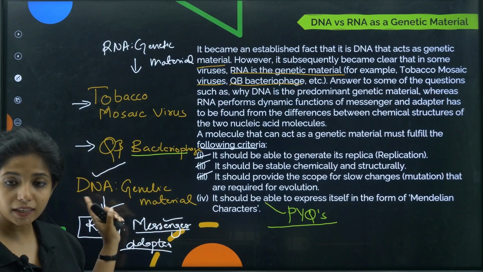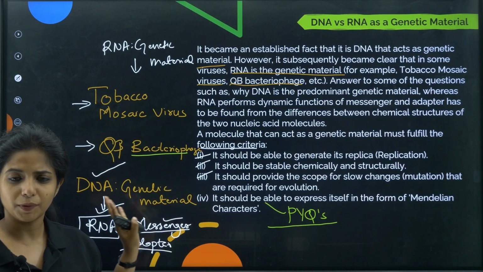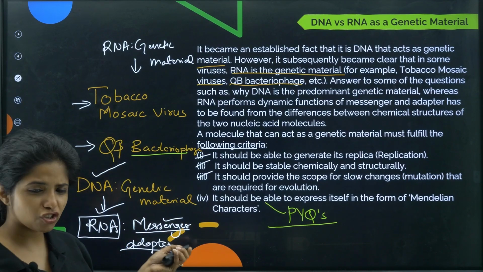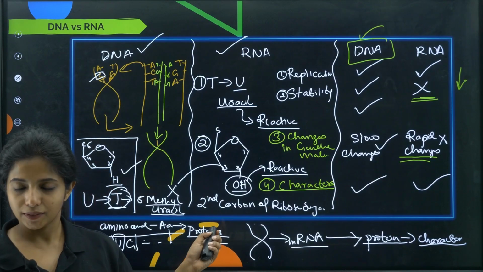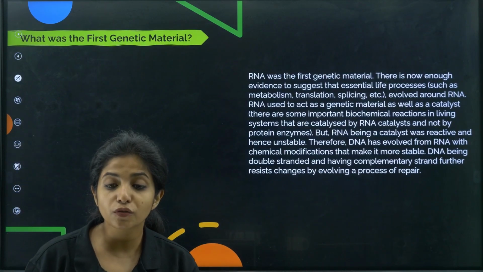So it has been proven that DNA is the most common genetic material, whereas when you talk about RNA, it acts as a messenger, adapter, protein, stuff like that. Okay. Now going ahead, what was the first genetic material?